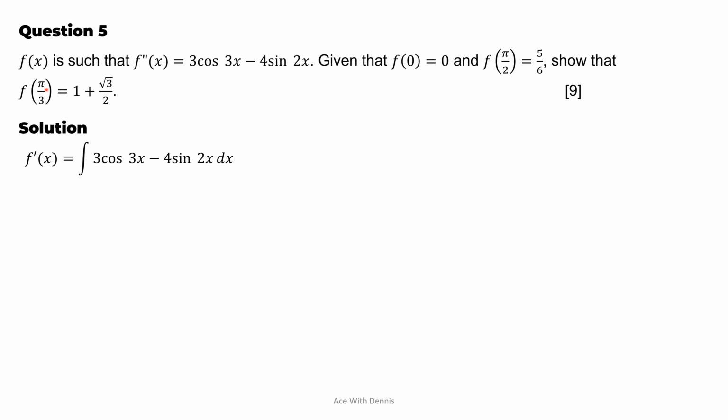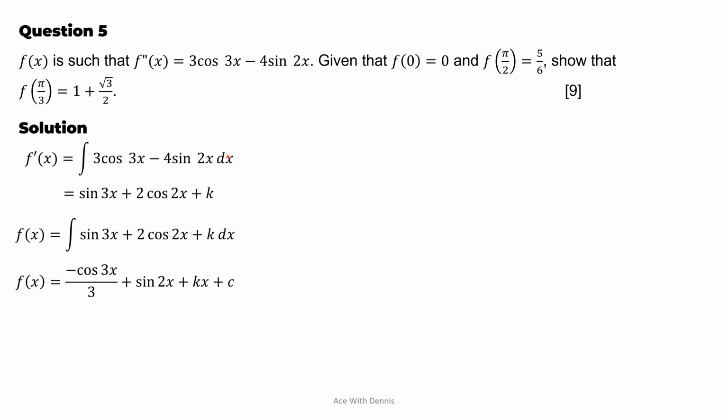For f'(x), it is the integration of f''(x). Then we get the integral of 3 cos 3x − 4 sin 2x dx, and we get sin 3x + 2 cos 2x + k. Next, to get f(x), we integrate f'(x), which is the integral of sin 3x + 2 cos 2x + k. When you integrate, we get f(x) = −cos 3x / 3 + sin 2x + kx + c.